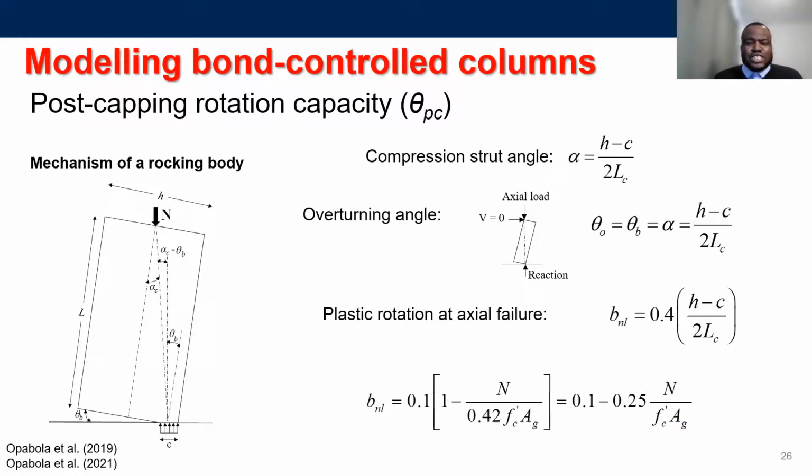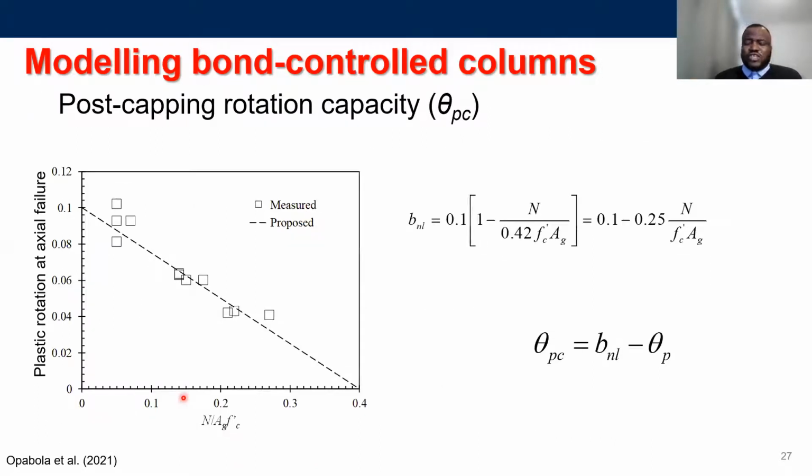So anybody who is interested in looking at the way this formulation was developed, which is a mechanistic formulation, can actually check these references out. So we've adopted the same formulation, which was originally developed for columns with plain bars, and we basically adopted it for columns with lap splices that are bond controlled. And we actually see that it does a good job of predicting the response very well.